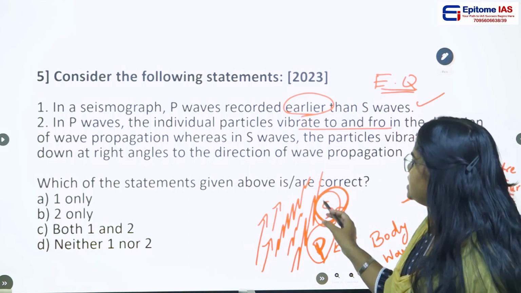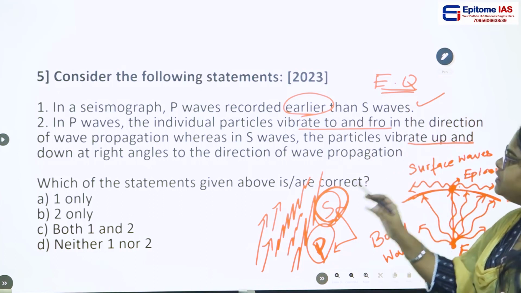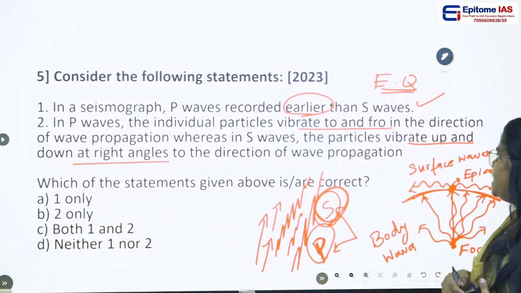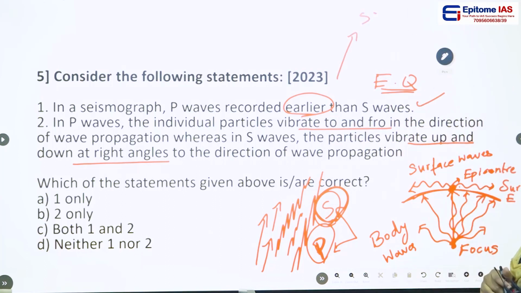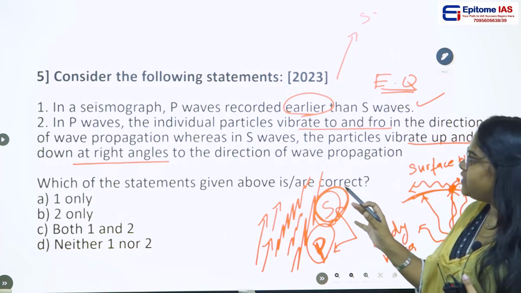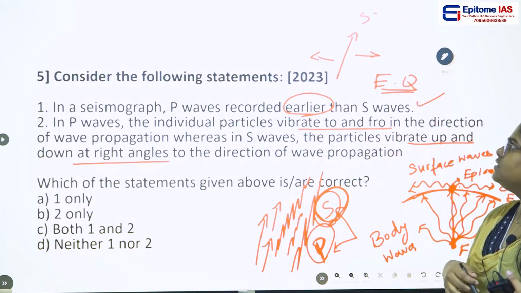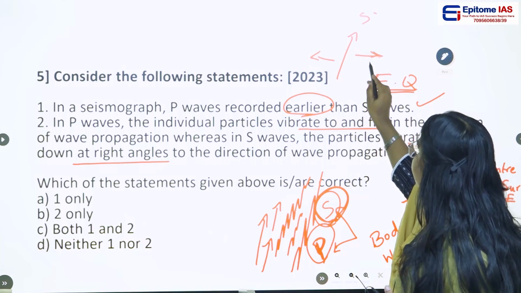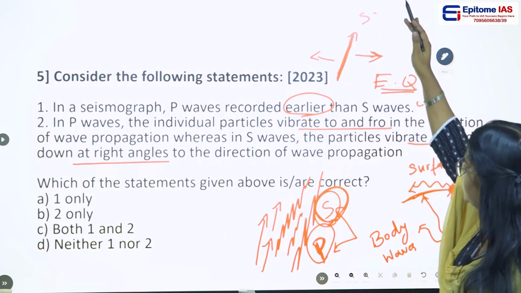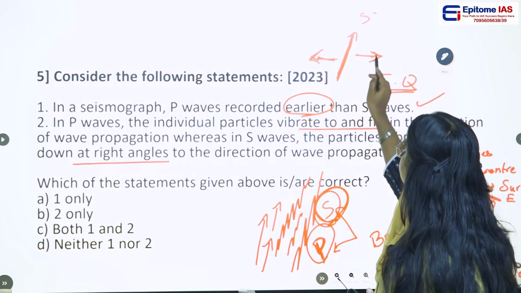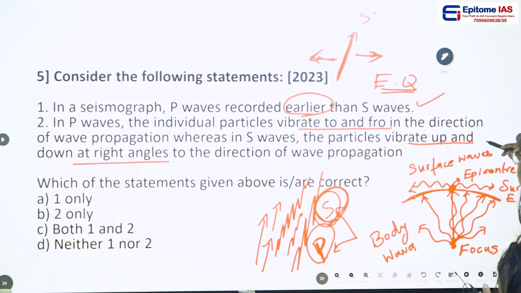And the second part, what they are saying is, S waves. In S waves, the particles vibrate up and down at right angles. So let's say this is the direction of the S wave. It is going in the upward direction. So in the S waves, the propagation will be happening perpendicular to the direction of the wave. So it will be at a right angle to the direction of the wave. Let's say the direction of the wave is upwards. So the propagation will be happening at right angles on both sides. So this particular statement is also correct.